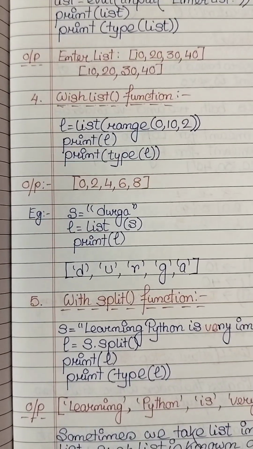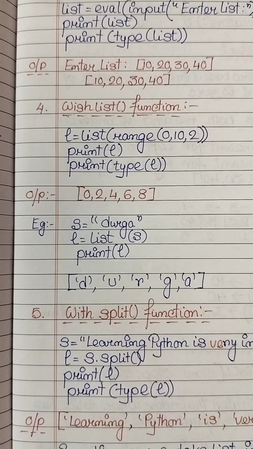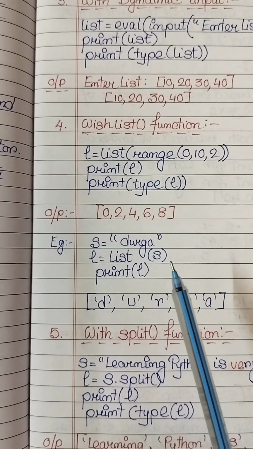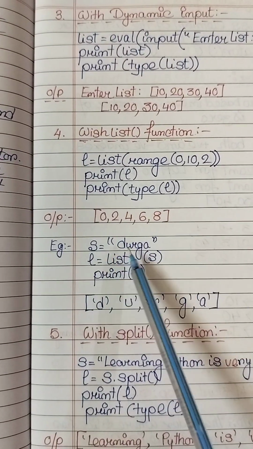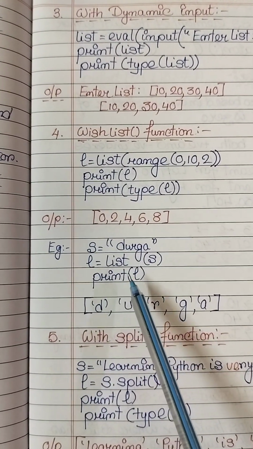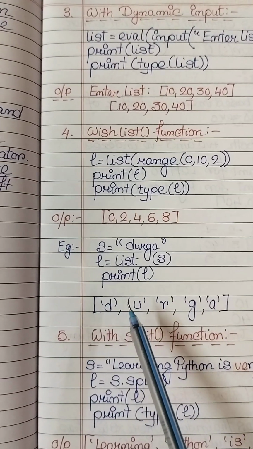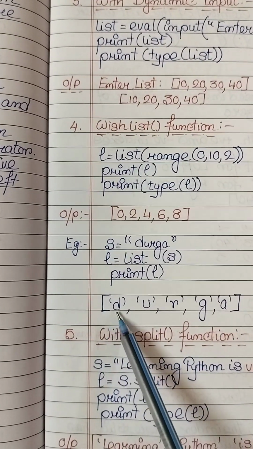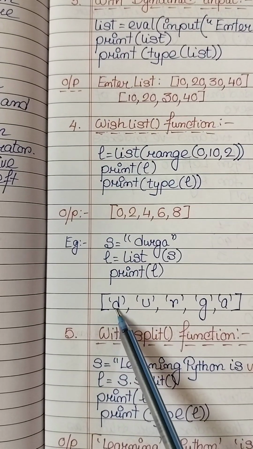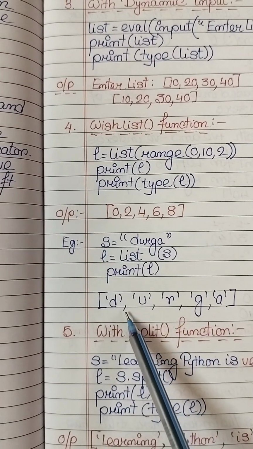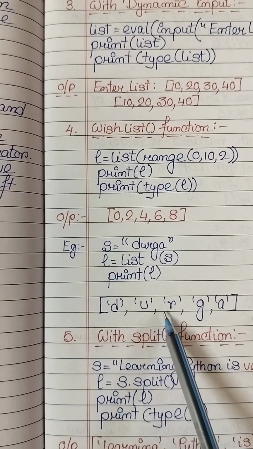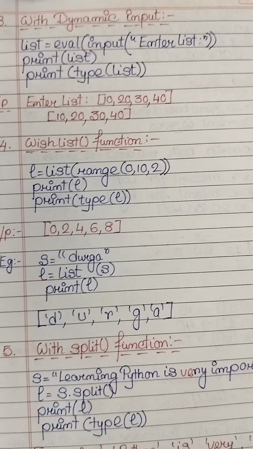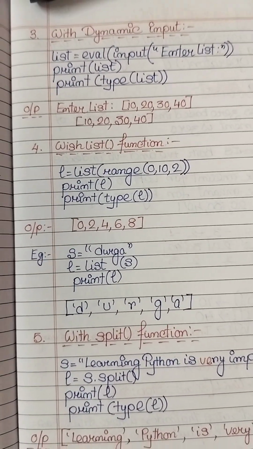Good. Now we are giving an example using a string. S is equal to Durga, L is equal to list of S, print L. Durga means Maa Durga. In the list you will find D in single inverted commas, U in single inverted commas, and the separator is a comma. See the separator, and every letter is distinguished by single inverted commas.